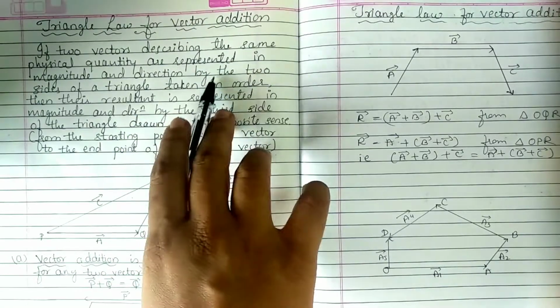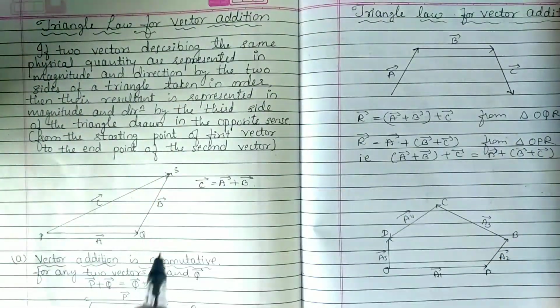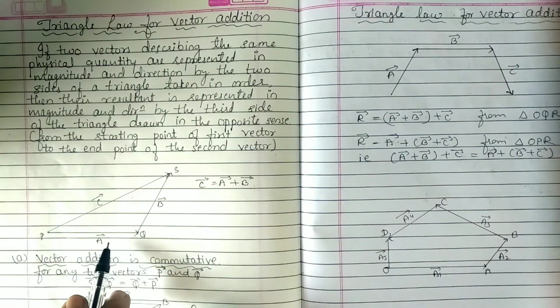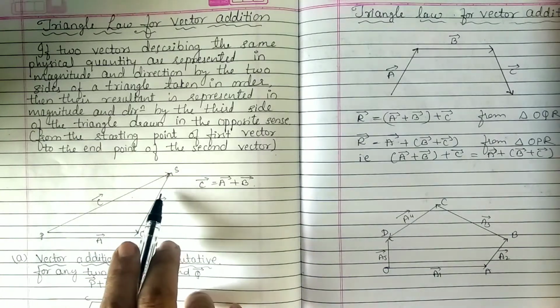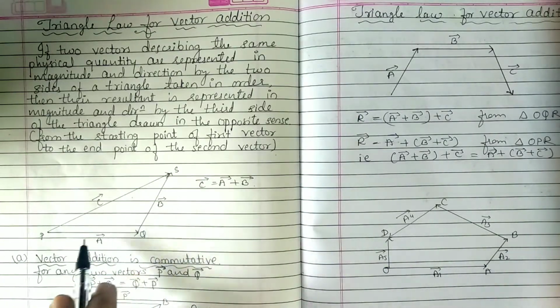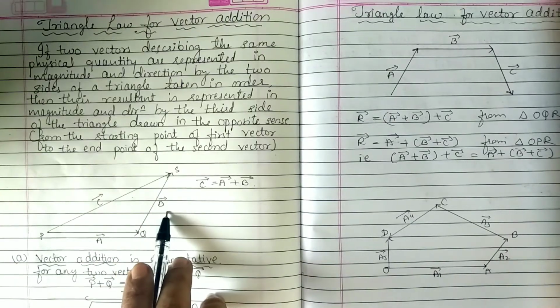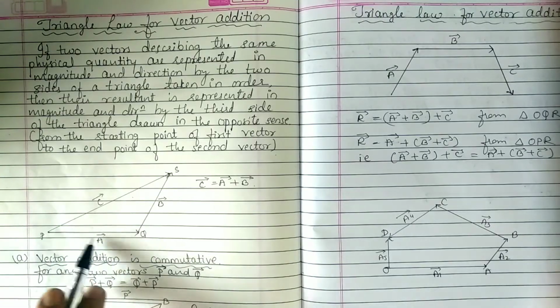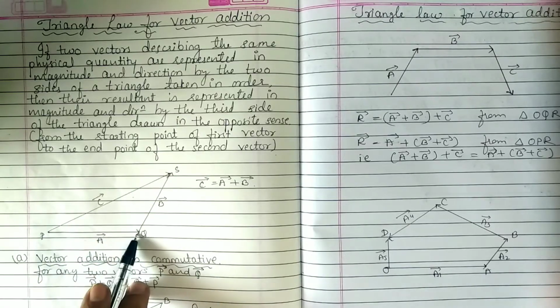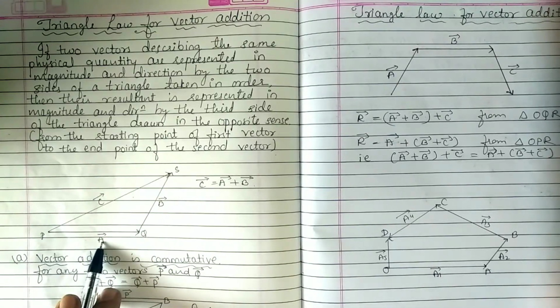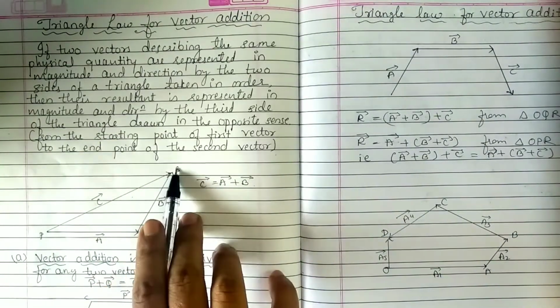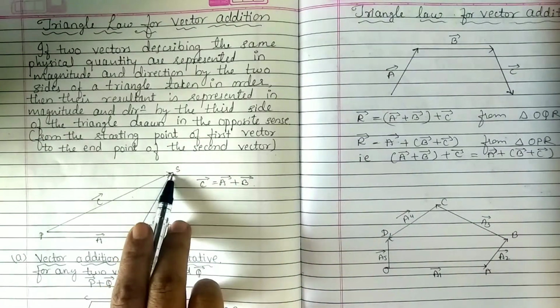When these two vectors are represented as two sides of a triangle, see here, I have taken vector A and vector B, which are represented as two sides of a triangle taken in order. What do you mean by order? If vector A is originating from P, P to Q, so PQ is nothing but A vector, and you have to originate the next vector from Q only. This is called in order. P to Q, Q to S.